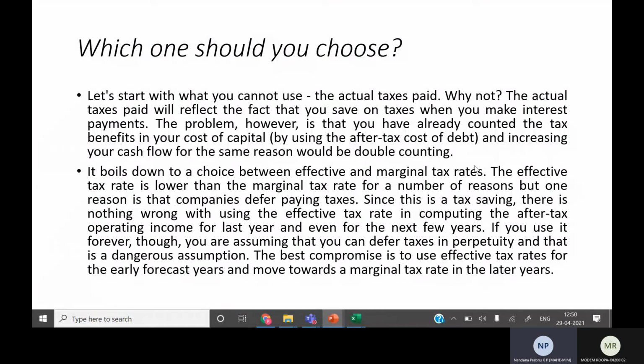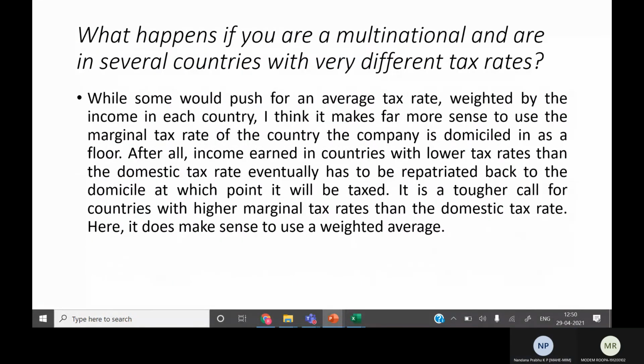We will go to the second question. What happens if you are a multinational and are in several countries with very different tax rates? Very good question. While some would push for an average tax rate weighted by the income in each country, I think it makes far more sense to use the marginal tax rate of the country the company is domiciled in as a floor. For example, the marginal tax rate in our country is 25%, the marginal tax rate in the US is 21%. Therefore, use the marginal tax rate of the country in which the company is incorporated.